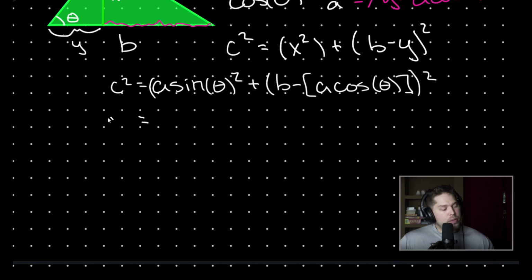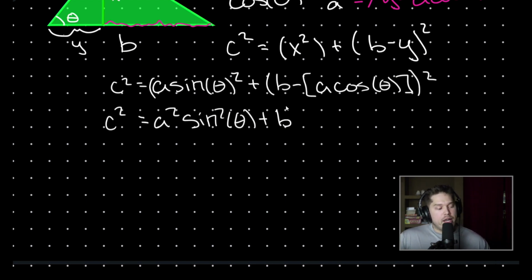So we have c squared is equal to a squared times sine squared of theta plus, and now we're going to have to FOIL this term, and whenever we FOIL it, we're going to get b squared minus 2ab cosine theta plus a squared times cosine squared theta.